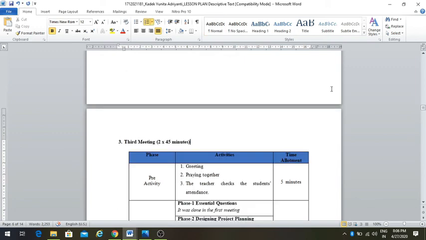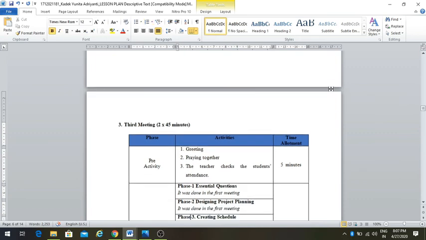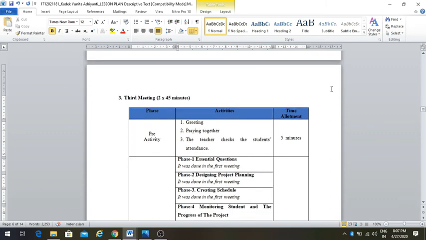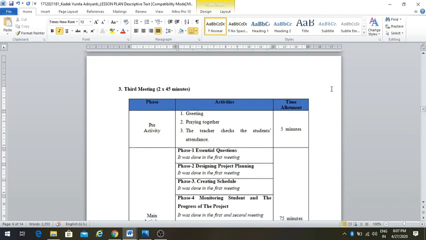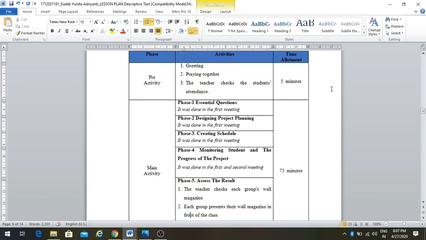Well, so we move to the third meeting, or the last meeting of this topic, which spans 90 minutes also. So in the pre-activity, as usual, the teacher greets the students and the students greet the teacher and they pray together. After that, the teacher checks the students' attendance. And the first phase until the third phase in the main activity were done in the first meeting, and the fourth phase, which is monitoring students and the progress of the project, was done in the first and the second meeting. So we move to the fifth phase, which is assessing the results.